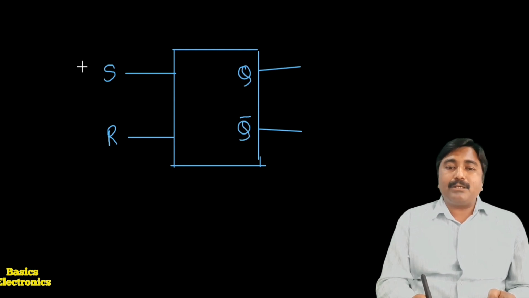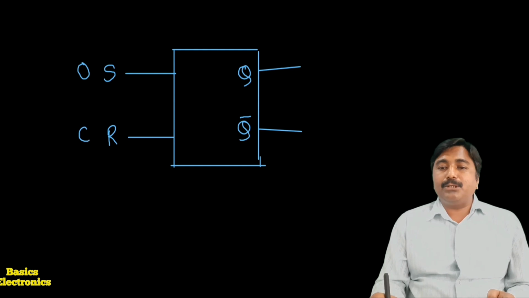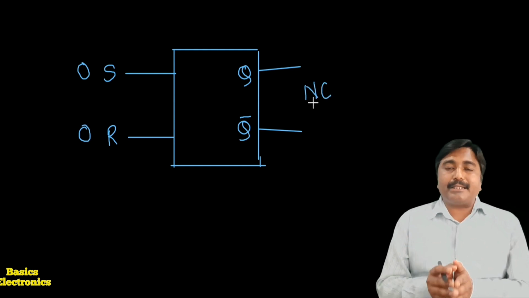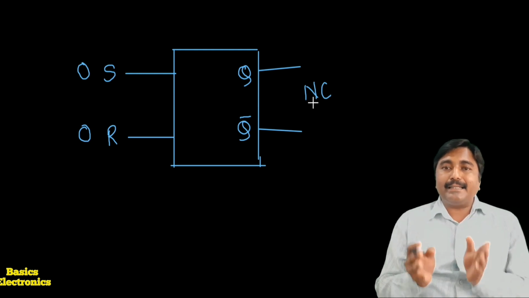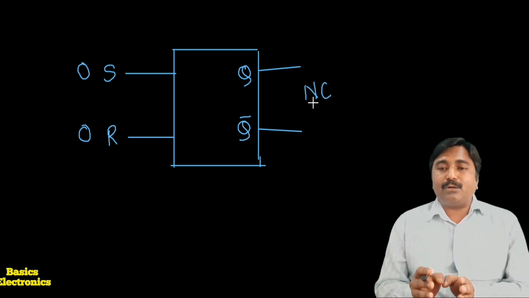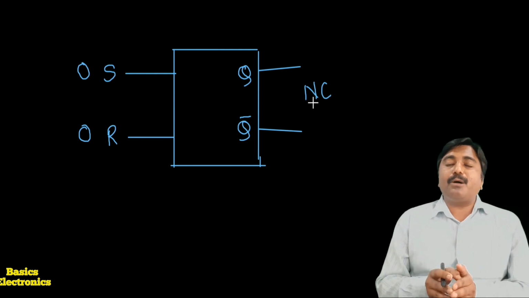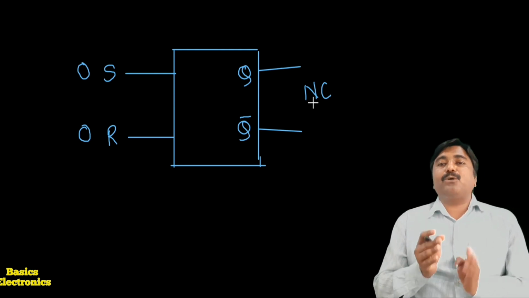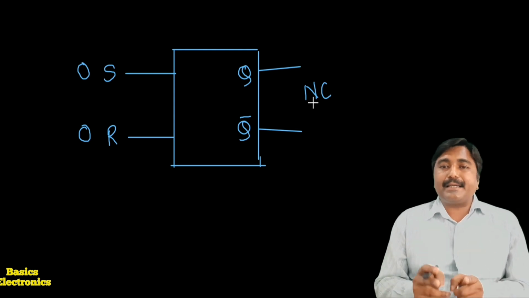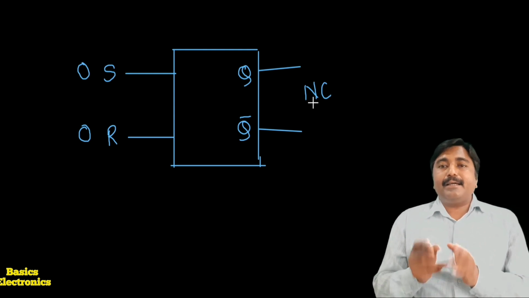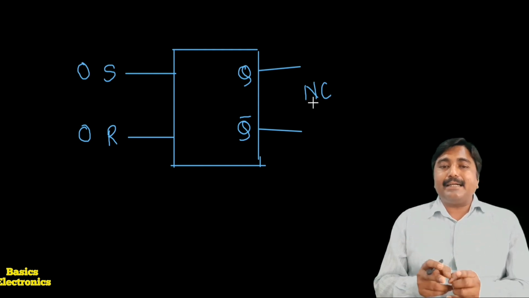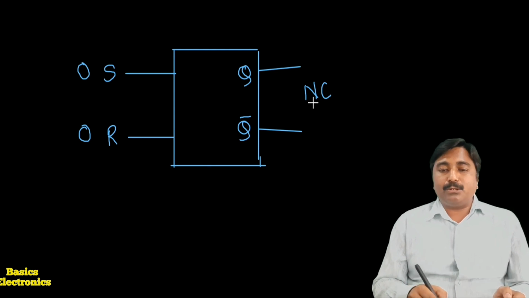When S equals 0 and R equals 0, there is a no change condition. Whatever the previous state of the flip-flop, it remains in the same state. We call that the no change state of the flip-flop. If the flip-flop was in the set condition before application of the input, it remains in the set condition. If it was in the reset condition, it remains in the reset condition after application of the input, when S and R are both 0, 0.